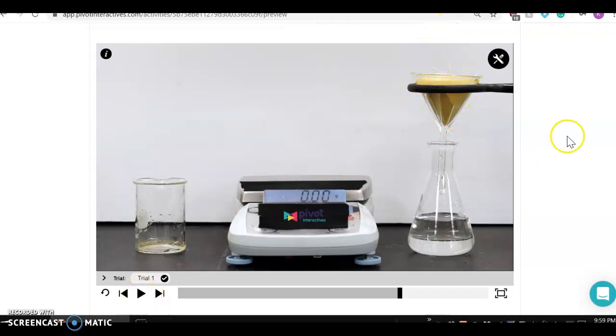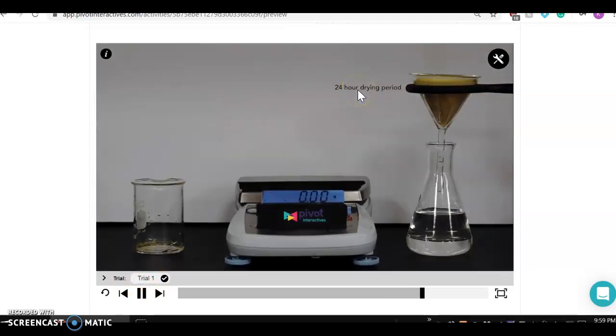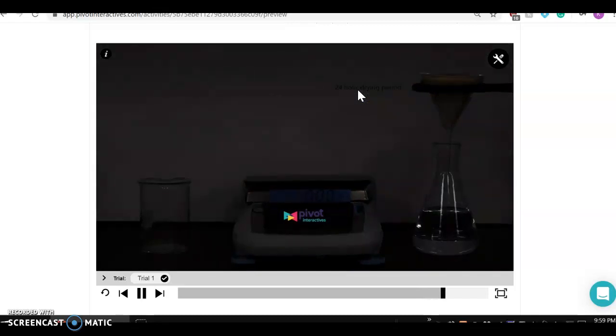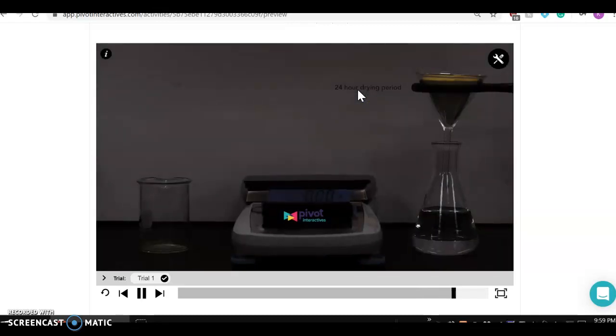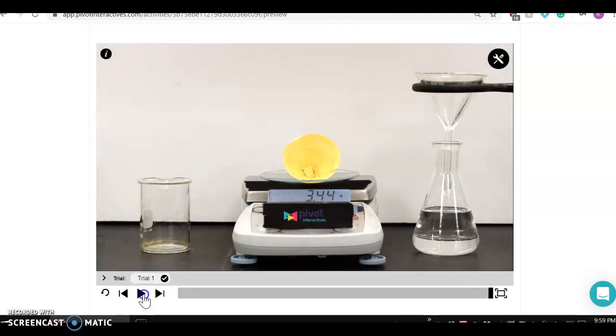All right, so you should have already, again, predicted the amount that you'd create. And we're going to let it drain really well. They're going to let it dry over 24 hours, just like we did in class that one time. And then we're going to take it out of the filter paper, and then take the mass after.